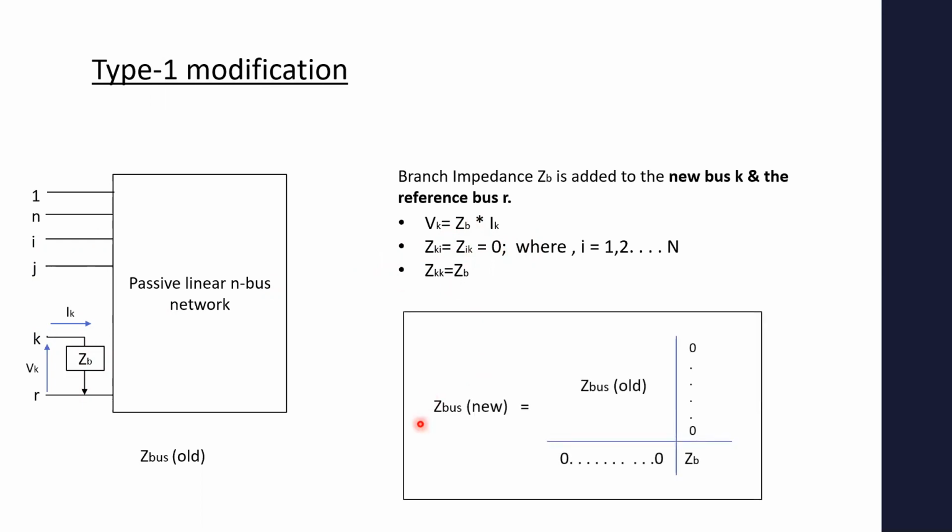Now the new Z-bus impedance matrix is equal to the old matrix, a new column which is completely 0 in this type of modification, a row which is 0 in type 1 modification, and a last corner term which is ZB. So this row and column and this corner term are included in this type 1 modification. In the further modifications, we'll see how these vary. Only those vary.